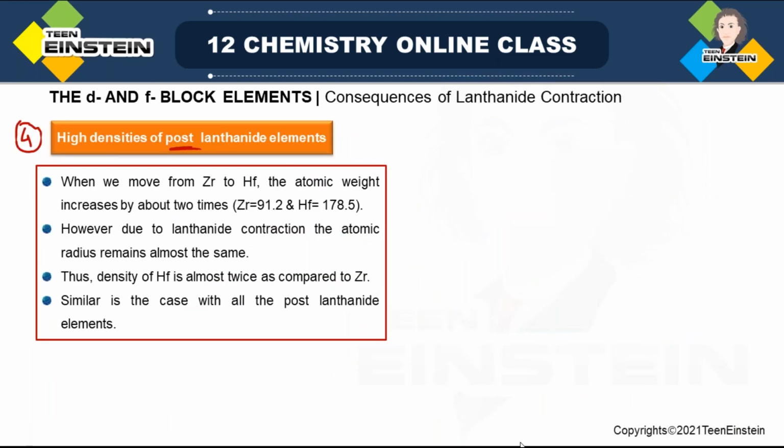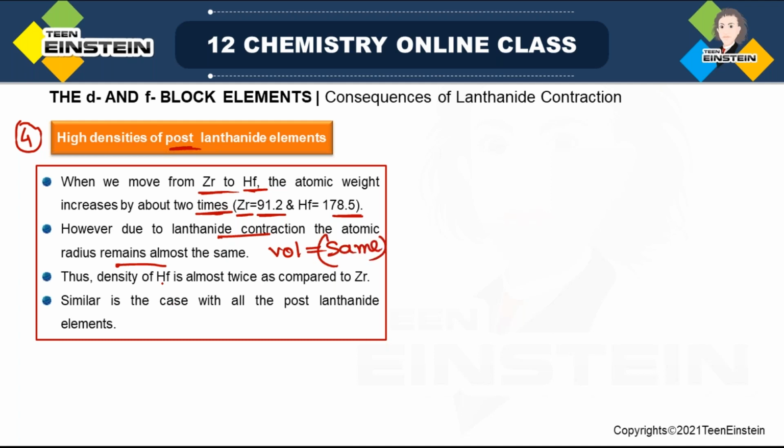Now come to this slide. High densities of post-lanthanide elements. When we move from Zr to Hf, the atomic weight increases by about 2 times, because you are now moving to the next period. So obviously the mass will be high. But remember, Hf is just below zirconium. So their volume is the same, but the mass is already double. But because of this lanthanide contraction, the atomic radius remains almost the same. That means the volume is also the same.